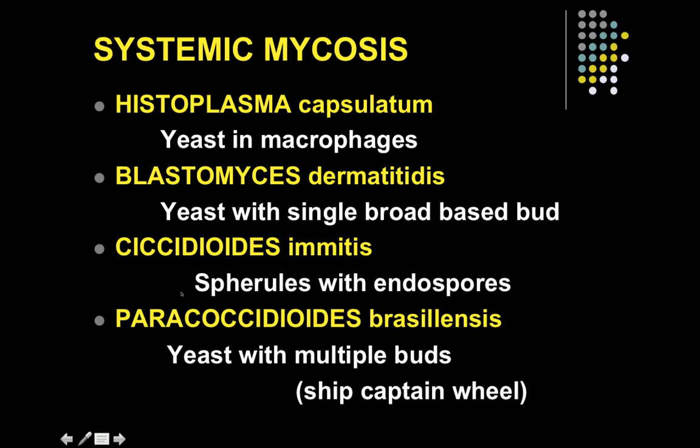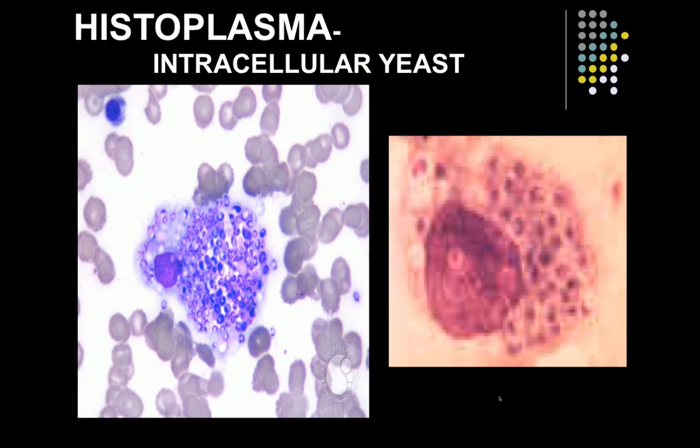Nadia has already done this in detail, and they have endospores within them. They are filled with endospores. Paracoccidioides are yeast with a typical morphology, and they have multiple buds around them, and they are known as ship captain's wheels. Now I'm going to show you each of these systemic fungi, so that you can remember the morphological forms of each.